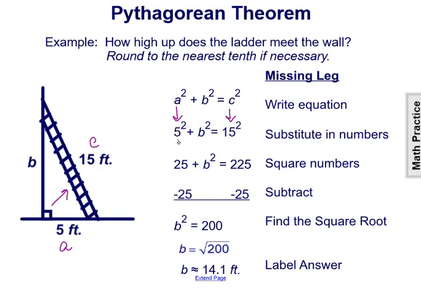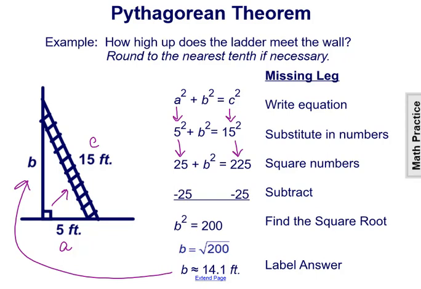We'll then square the numbers, so 5 squared is 25 and 15 squared is 225. We'll then subtract 25 from both sides and find the square root of both sides, so that b squared equals 200 will turn into b equals the square root of 200. Now because we're rounding to the nearest tenth, we'll approximate that b is equal to 14.1. So that leg is approximately 14.1, meaning that the ladder meets the wall approximately 14.1 feet up in the air.